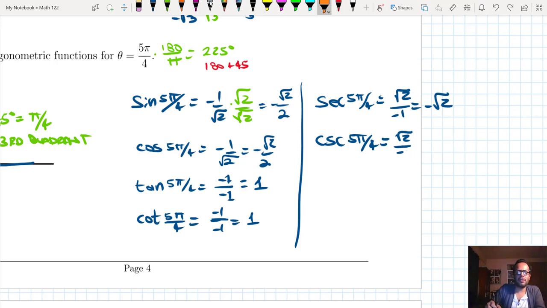And that's going to give us negative root of 2. And there it is, the 6 trigonometric functions, all right? Okay, let's do one more.